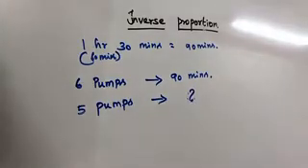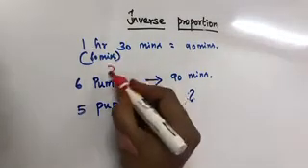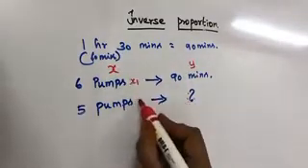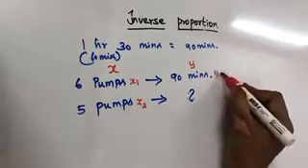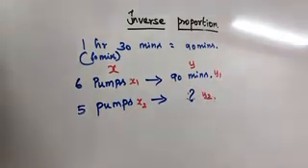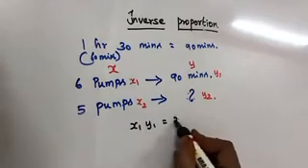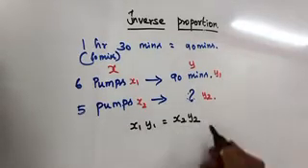Okay, so I take this variable pumps as x and minutes as y. So it is x1, x2, it is y1, y2. Okay, so I have to find what y2 is. So what is the formula for inverse variation? x1 y1 is equal to x2 y2.